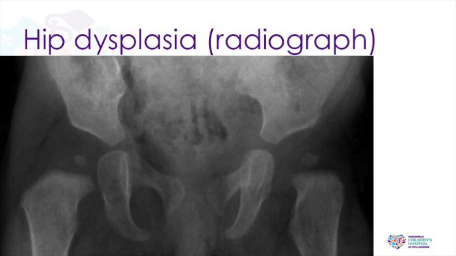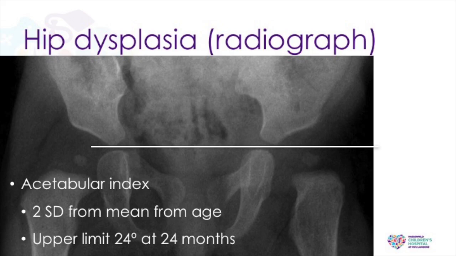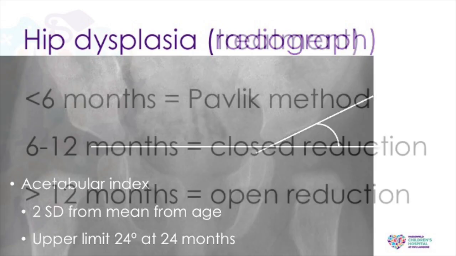Radiographs are simple to interpret. The acetabular index is measured by first drawing a horizontal line through the triradiate cartilage at the inferior portion of the iliac bone on an AP of the pelvis. Then a line is drawn from the lateral edge of the acetabulum to the medial edge intersecting the horizontal line. This angle is the so-called acetabular index, and it should be no more than 2 standard deviations from the mean for age, and the upper limit of 24 degrees at 24 months is easy to remember.